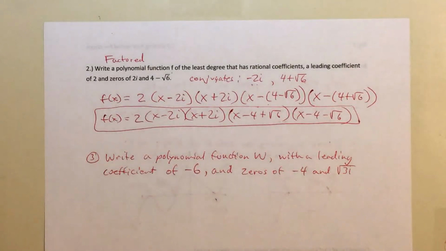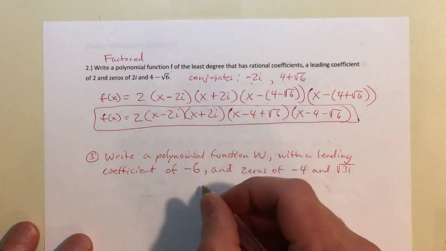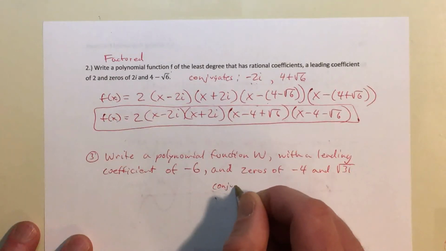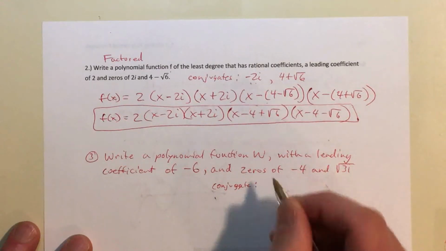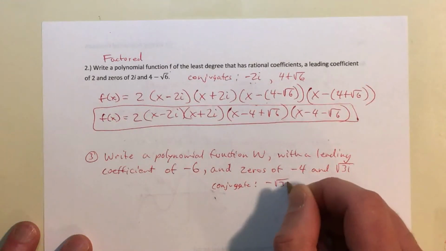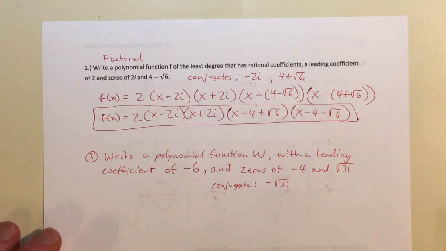All right, let me see. Yeah, I guess I'll stick with my red ink pen here. I like to change colors from what the problem is and then how you solve it. Well, class, we're going to call this thing W. We've got a leading coefficient, -6. We've got some zeros. But because we have that square root 31, we're also going to have a conjugate 0, aren't we? The conjugate 0 of square root 31 would be negative square root 31. And we're ready to begin.